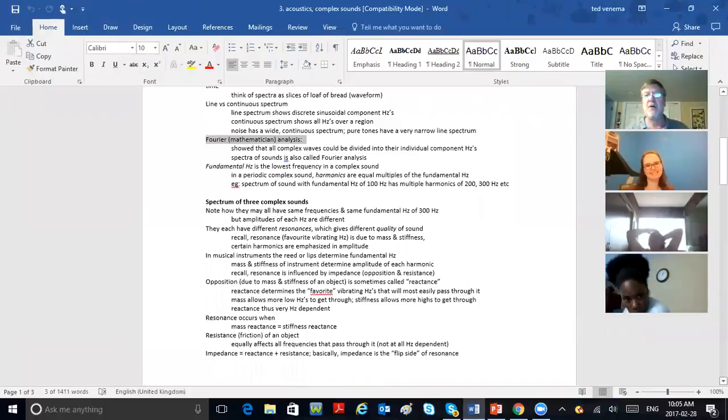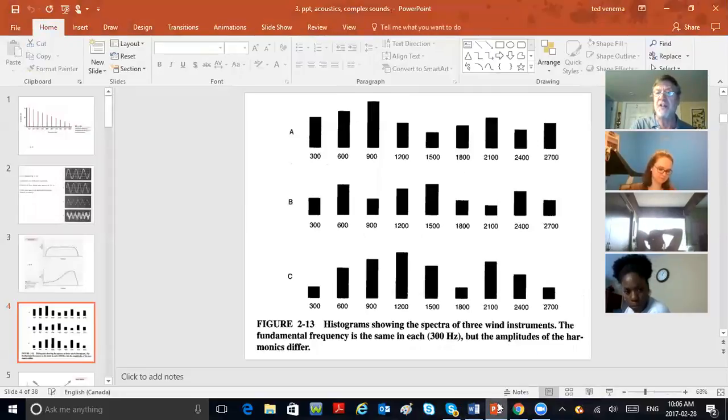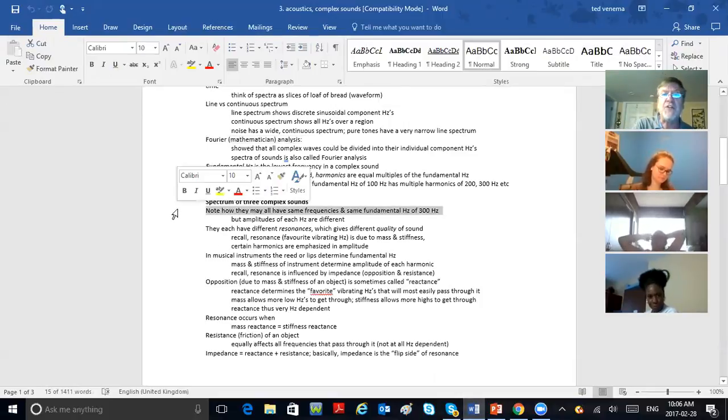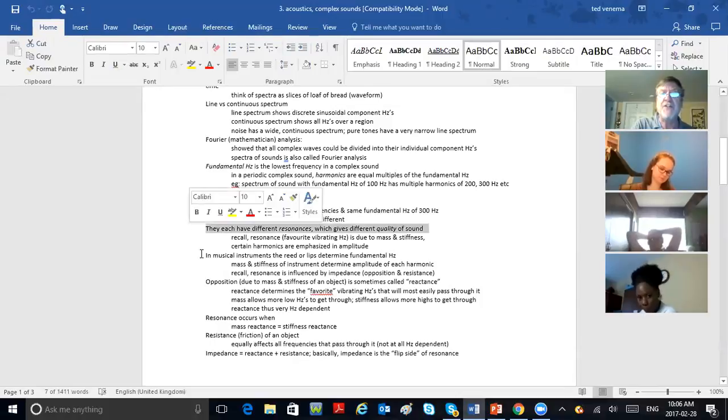All right, here you go. Spectrum of 3 complex sounds. And that's this picture I just showed you here. So we're looking just at that picture. The bottom third of page 1 is talking about that picture. Note how they all have the same frequencies and the same fundamental frequency of 300 hertz. But the amplitude of each frequency is different. They each therefore have different resonances, which gives a different quality of sound.